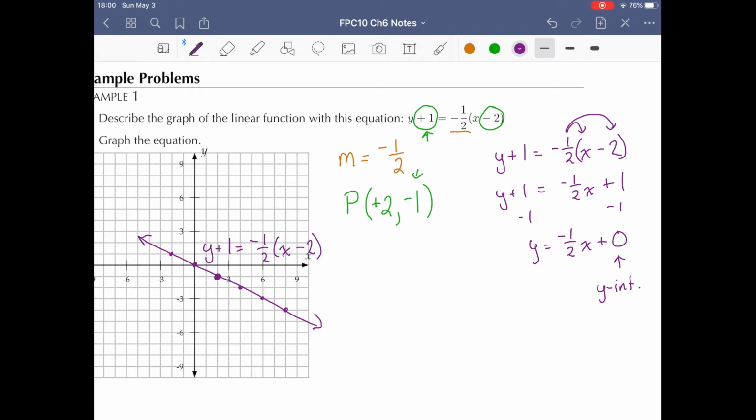Now, we can also talk about the domain, which is how far left and right this graph goes, all the possible x values. We can put any x value into this graph, so x is an element of the reals. And our range, how high up and down the graph goes, all the possible y values. It goes up and down forever, so y could be any real number. We've described the graph, we've graphed it.